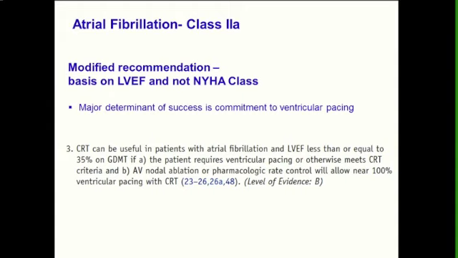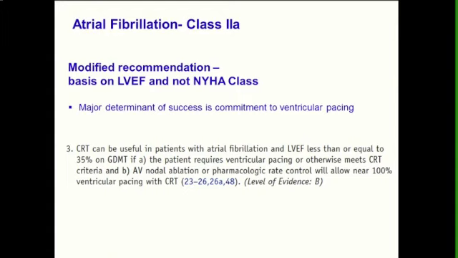We have very few data. But the recommendations recognize that many patients do benefit, but they have to be committed to ventricular pacing. As was shown earlier, patients with fibrillation often have fusion and reduced levels of ventricular pacing. So there's no point in implanting a biventricular device if it's not going to pace effectively.